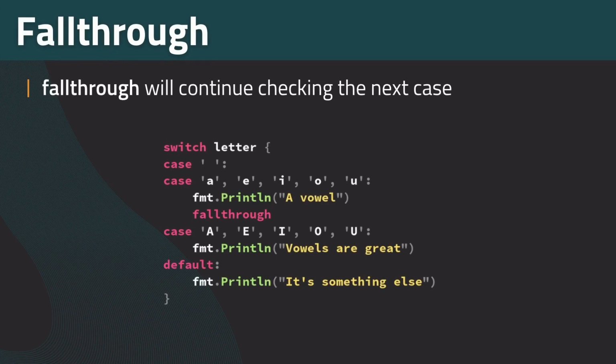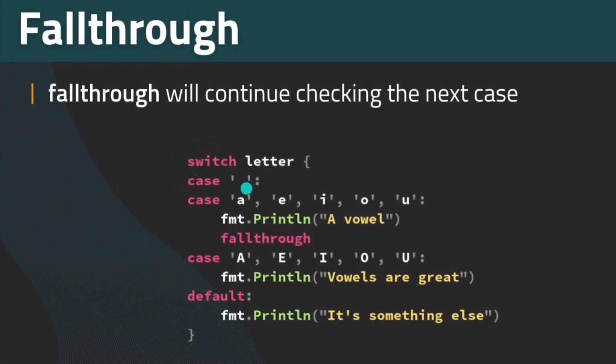The default behavior for switches in Go is to automatically stop executing once one of the cases matches. What this means is if we have a letter and it's a space, then this case does nothing and none of these will be checked. However, if we use the fallthrough keyword, then automatically the next case will be executed.